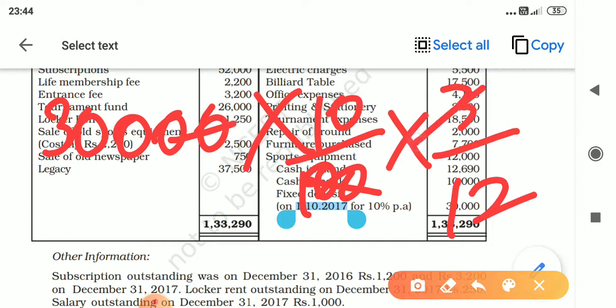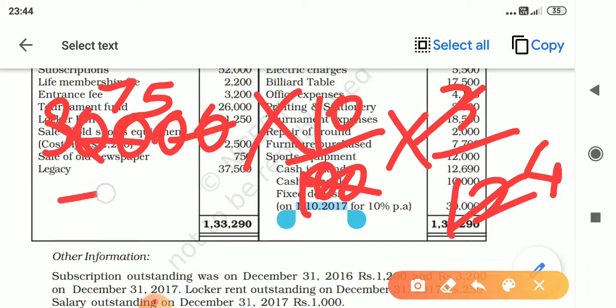3 ones are 3, 4 sevens are 28, 29, 32 remainder, 4 fives are 20. Okay. So 750. 750 is interest accrued. We have to receive it, but we did not receive.